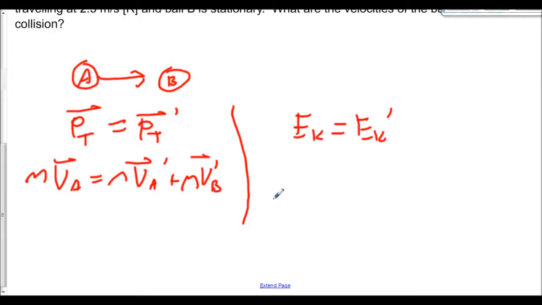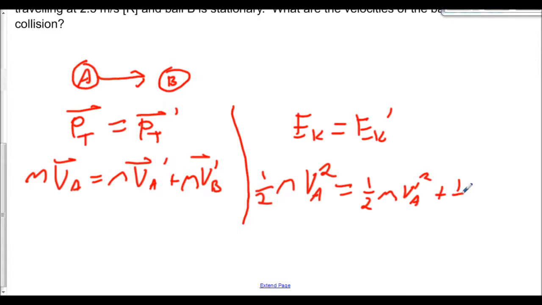Similarly, I can do the same thing for kinetic energy. Noticing that initially ball B is at rest, all of the kinetic energy to begin with is in ball A. Afterwards, we're not sure yet, but kinetic energy could be in ball A, so vA prime squared, or it could also be in ball B.